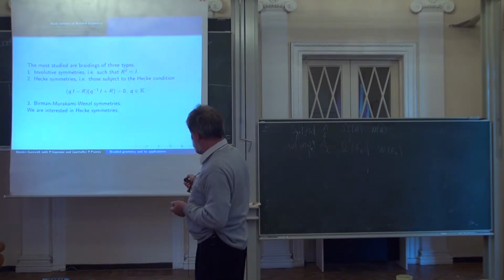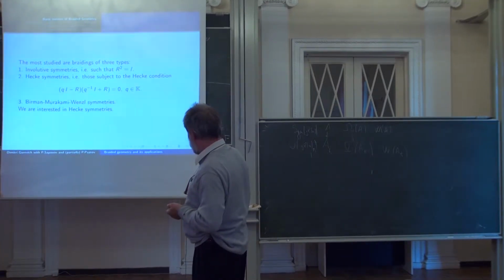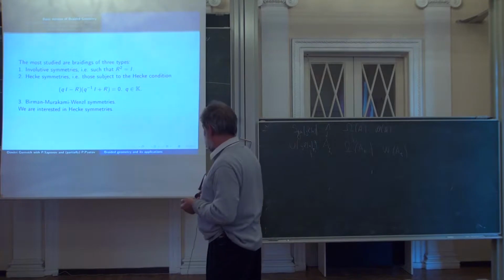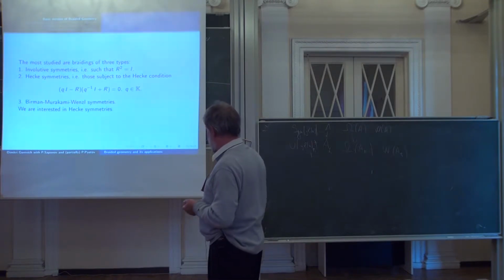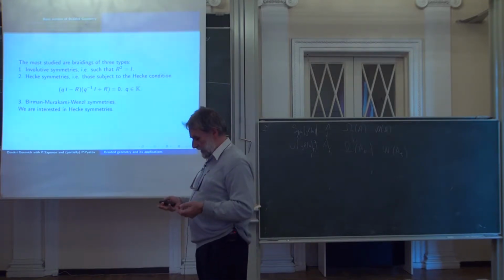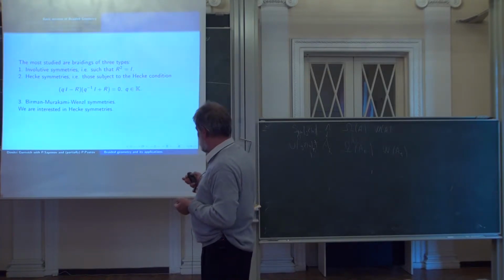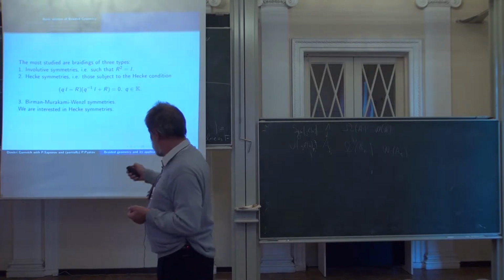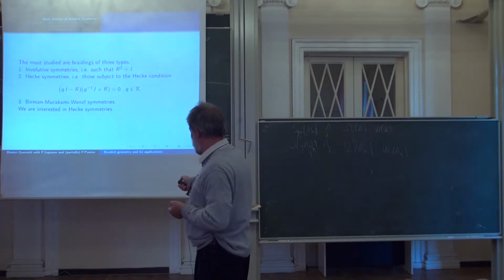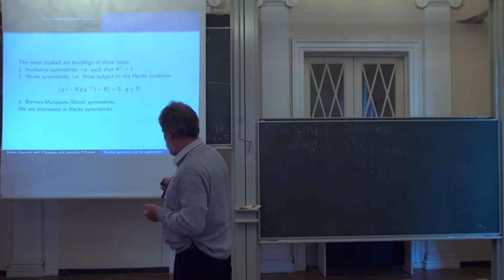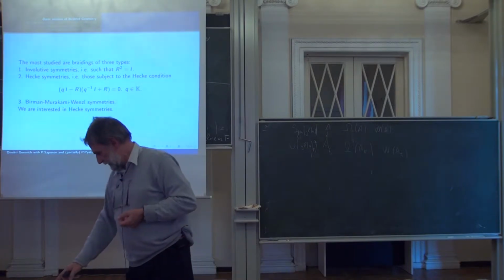Symmetries: involutive. It is called involutive symmetry if braidings satisfy this relation. I call it Hecke symmetry if the relation is as follows. It is just the Hecke condition. Q is assumed to be generic. And there is another type which is called Birman-Murakami-Wenzl symmetries, just symmetries coming from quantum groups of the BCD series. We are interested in the second type, Hecke symmetry. I will explain why the properties of Hecke symmetries are better than the properties of Birman-Murakami-Wenzl ones.